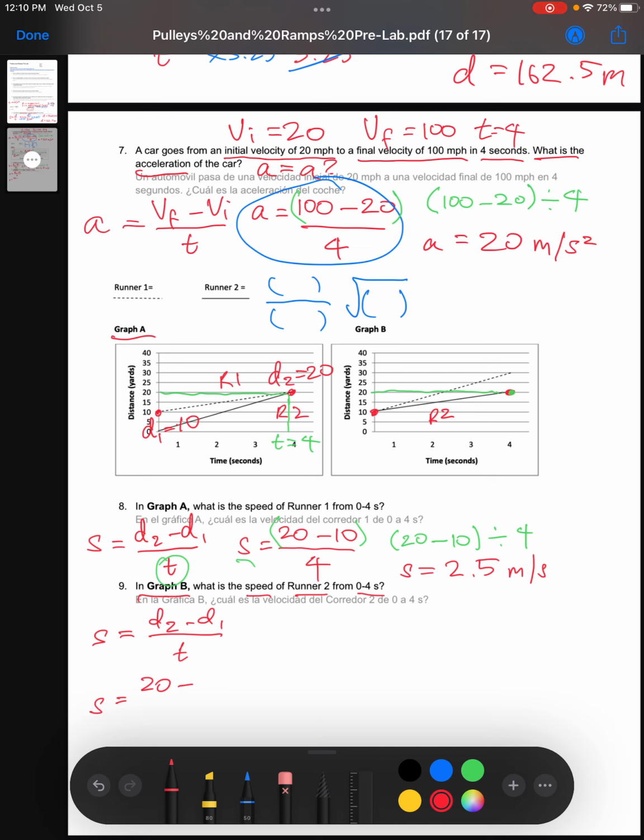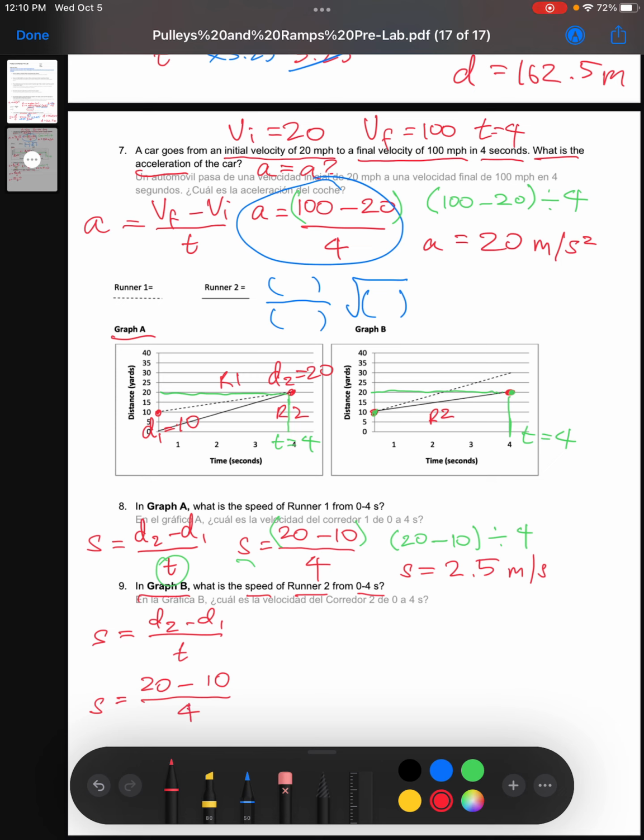What is their initial distance? Their starting distance, D1, is at this point right here. And so that distance is 10. Divided by, what is the amount of time that it took for them to run that distance? Here, the time is 4 seconds. So we can write divided by 4.